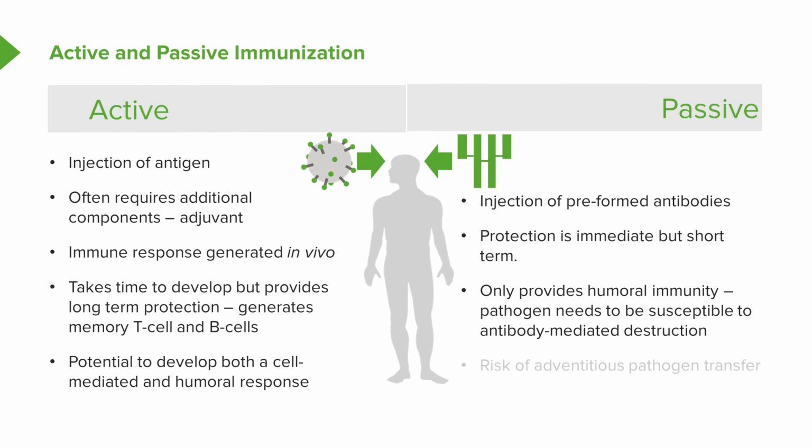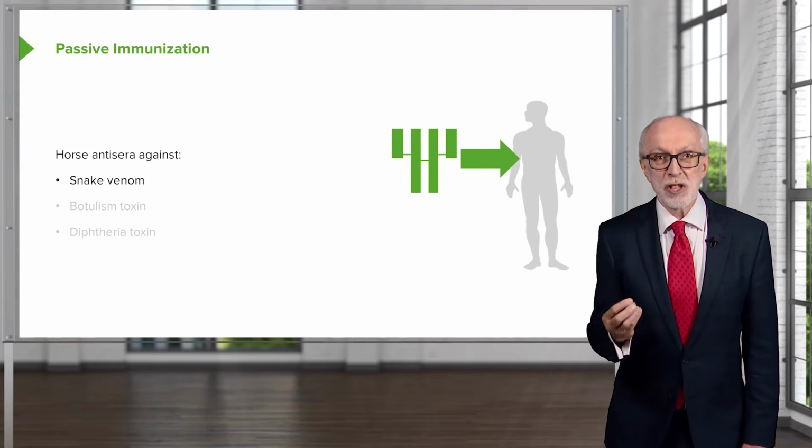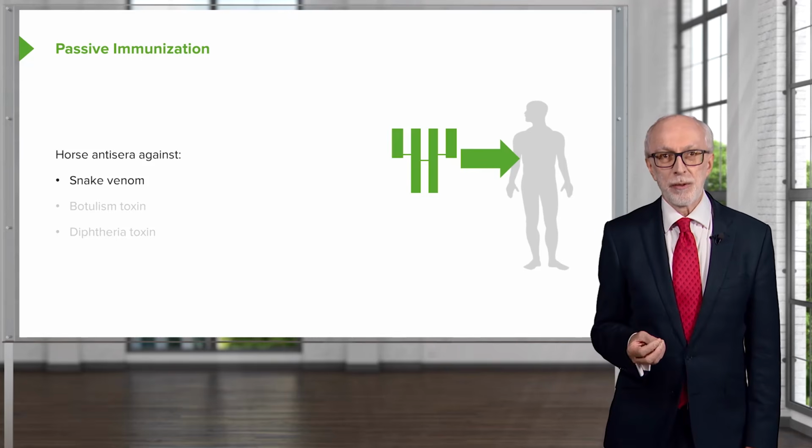The pathogen needs to be susceptible to antibody-mediated destruction. If cytotoxic T cells are required, then passive immunization will not be helpful. And there is the risk of adventitious pathogen transfer. Let's have a look at some examples of passive immunization.